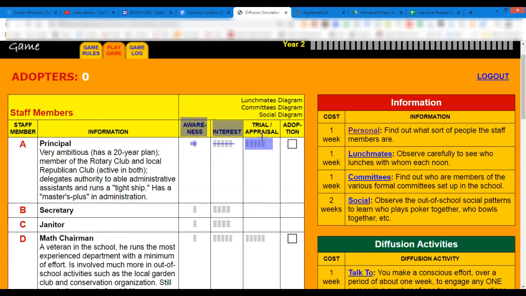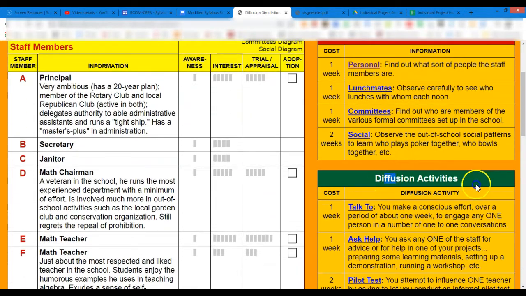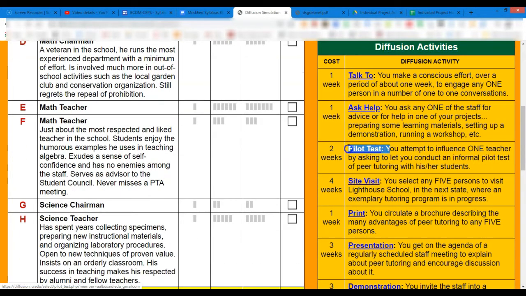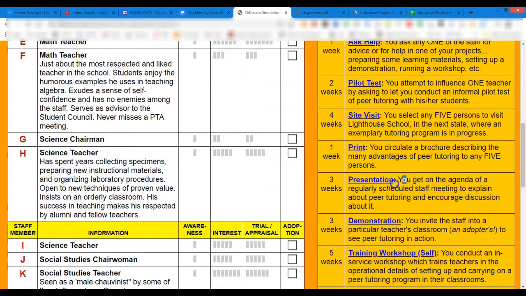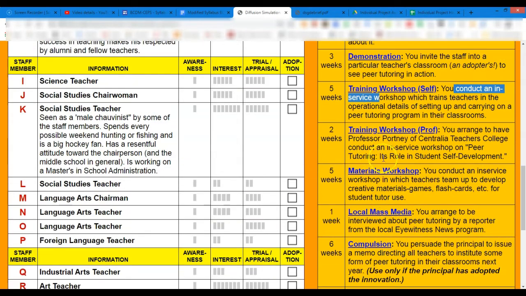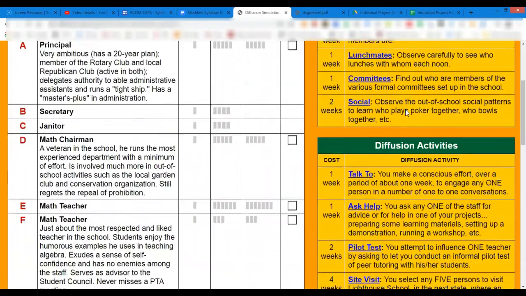If you remember the innovation decision process, go back to the slide. Triability, if you recall, they must be able to try, then adapt. And now you have here diffusion activities. You can ask for help, you can get a pilot study, you can print, you can deliver presentation, demonstration, you can deliver training. I wanted you to read all these things and what they mean.